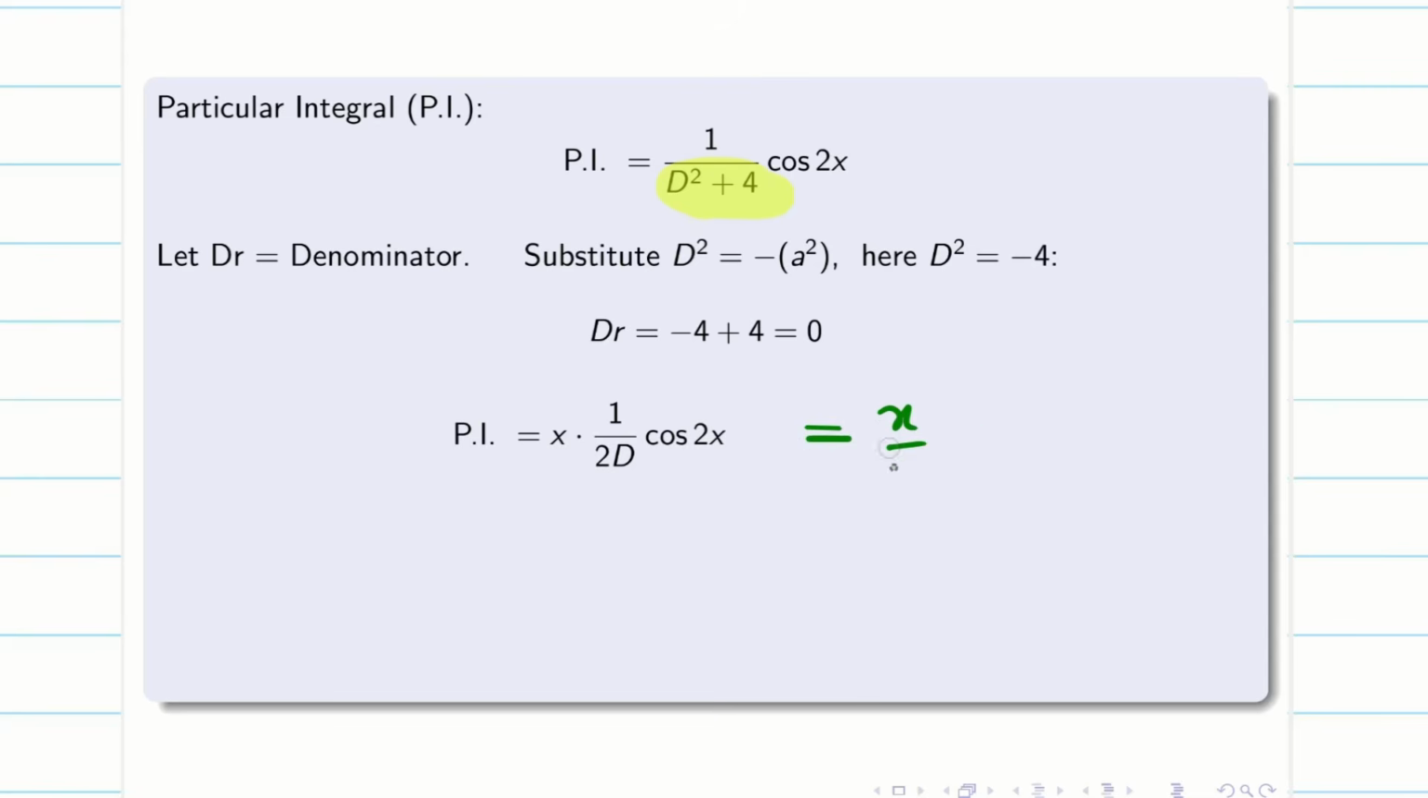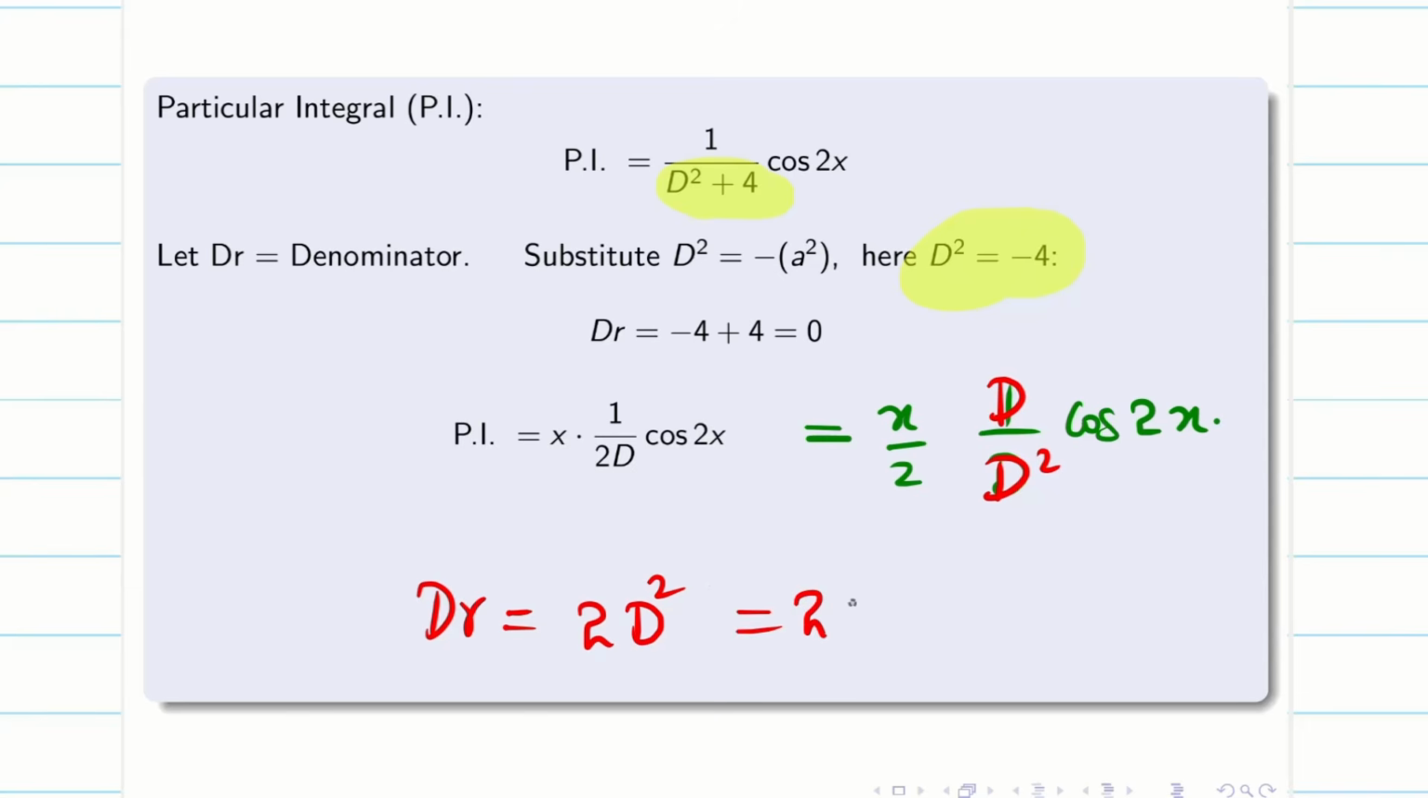Now it is going to be x by 2, 1 by d cos 2x. We have only the value for d square, which is minus 4. I don't know the value of d. So I am just going to multiply and divide by d. We'll be getting d by d square. Now the new denominator is going to be 2d square, that is 2 into minus 4, that is minus 8.